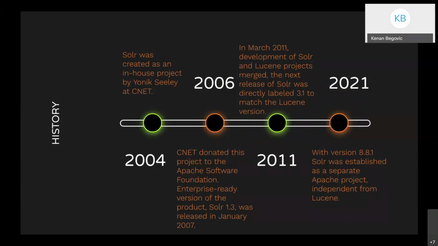When it comes to the history of Apache Solr, Solr was created as an in-house project by Yonik Seeley at CNET back in 2004. Two years later, CNET donated this project to the Apache Software Foundation. And the Apache Software Foundation released the enterprise-ready version of the product in 2007. It was Solr 1.3. In March of 2011, development of the Solr and Lucene projects was merged. The next release of Solr was directly labeled 3.1, following the Lucene versioning. And 10 years later, Solr again separated from Lucene, still carrying the same version numbers, 8.8.1, which was released in February of 2021. It became a separate Apache project, independently managed.